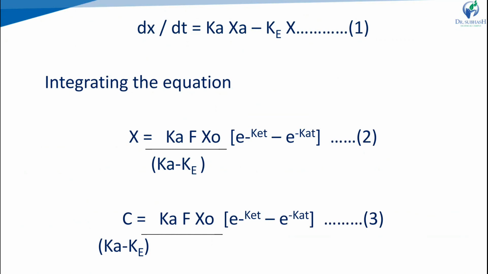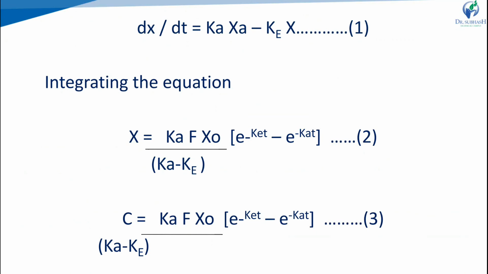For that, the differential form of the equation is dX/dt = KaXa - KX. That is rate in minus rate out: the rate of absorption minus the rate of elimination. Xa represents the amount of drug at the absorption site remaining to be absorbed, the ARA value, and Ka is the first order absorption rate constant, K is the first order elimination rate constant, and X is the amount of drug in the body.